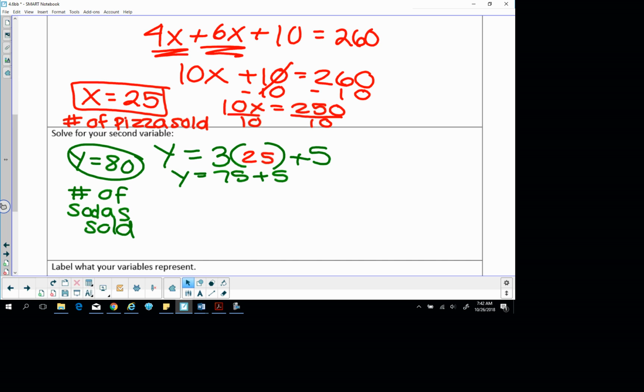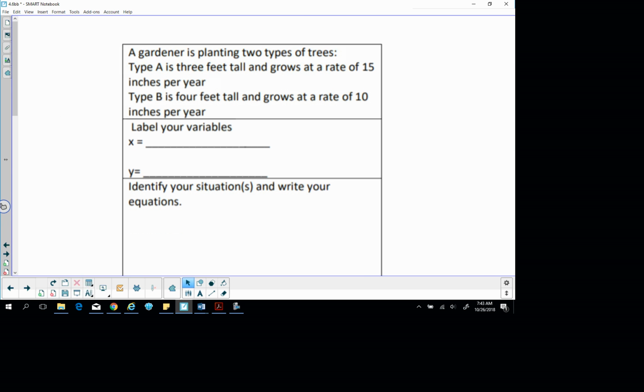So we're going to do this one right here. So this is the last one I'm going to go over with you, then you can just practice it. So the gardener is planting 2 types of trees. Type A is 3 feet tall and grows at a rate of 15 inches per year. Type B is 4 feet tall and grows at a rate of 10 inches per year. So see how this is a little bit different?